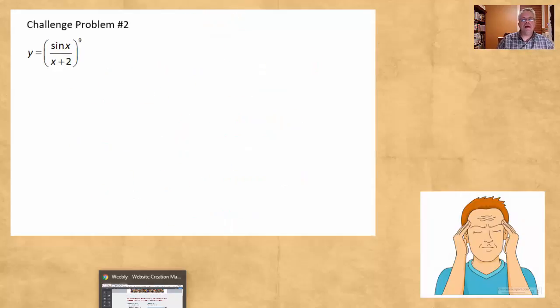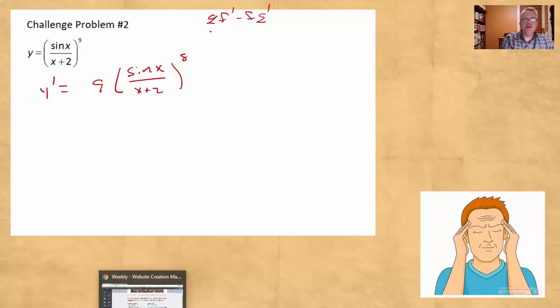All right. Last one, another challenge problem. So this one's very similar. When we get to the derivative of the inside function, we have some work to do. So here we go. Y prime equals 9 times sine of x over x plus 2 to the 1 less power. Here we go again. When we take the derivative of the inside function, it's a quotient. So we need the quotient rule again. So g f prime minus f g prime over g squared.